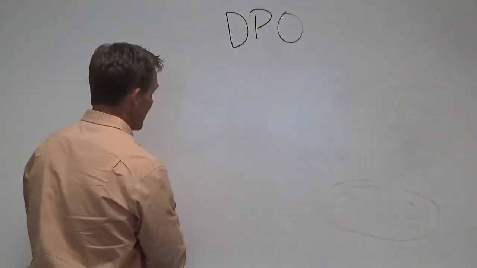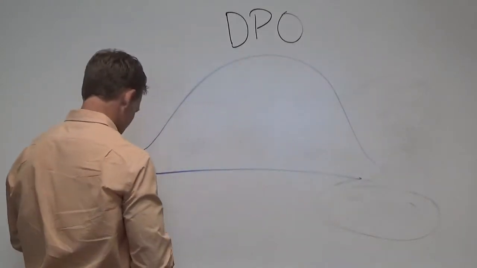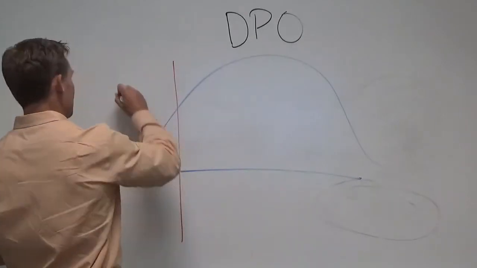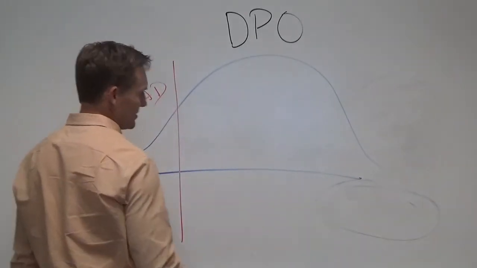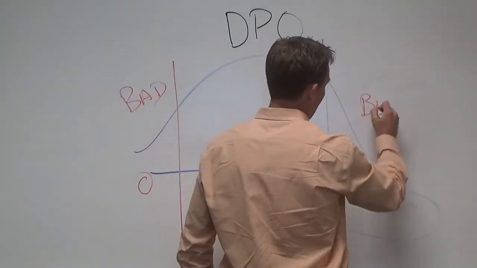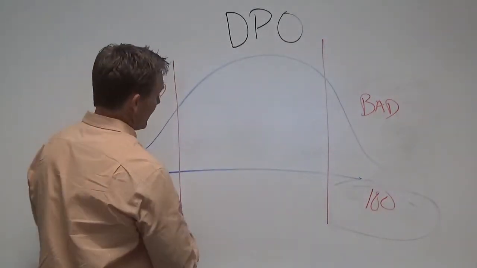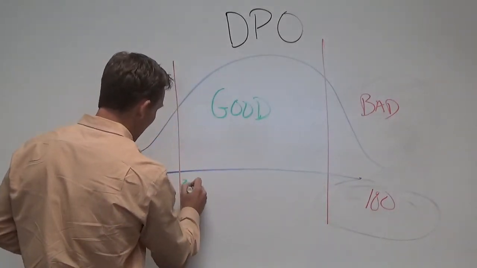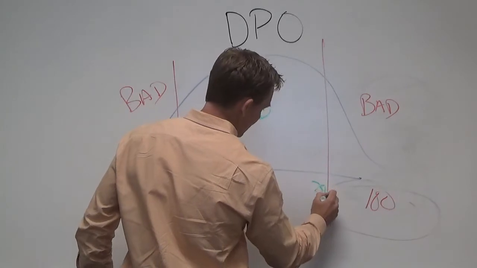The way I like to think about DPO is it's like this. On this end, this is bad. This is paying people in 0 days. This out here is 100. This out here is bad. Somewhere in this area is the good area. And this ranges anywhere from 20 days to, say, 75 days.